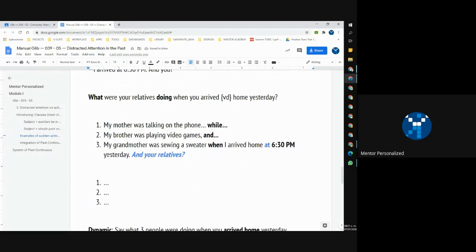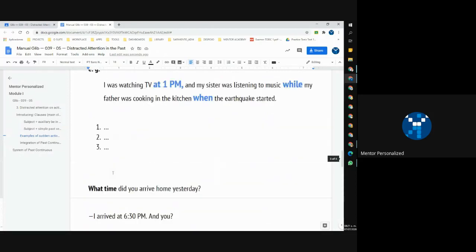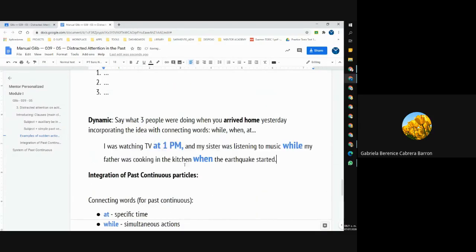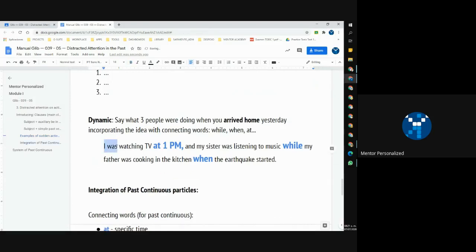Okay, for example, this one. This is the same idea here. For example, my mother was watching TV. My mother was watching TV. And my sister was listening to music while my father was cooking when I arrived home yesterday at 8 p.m.